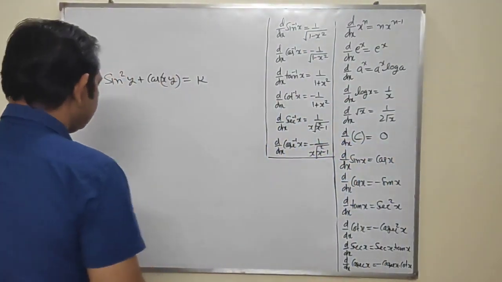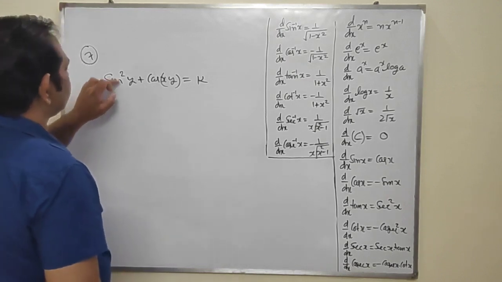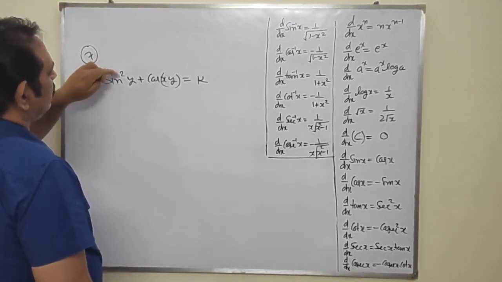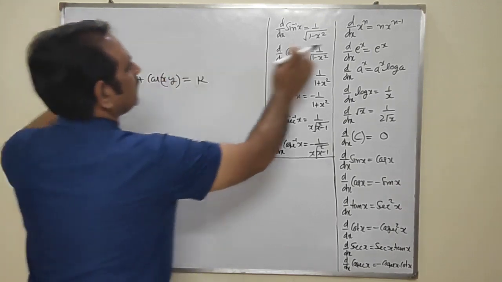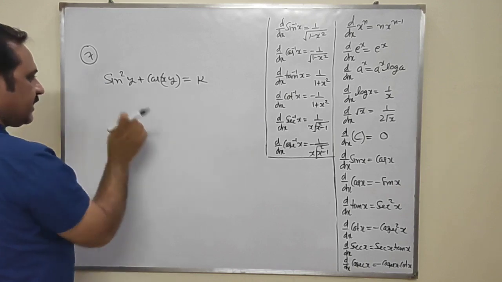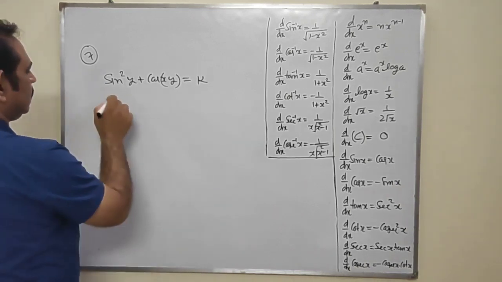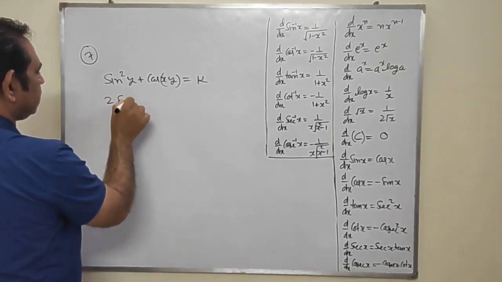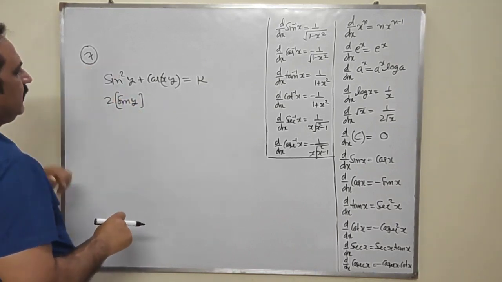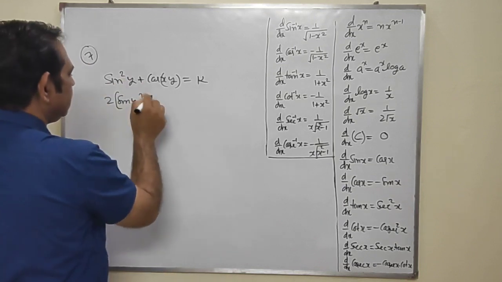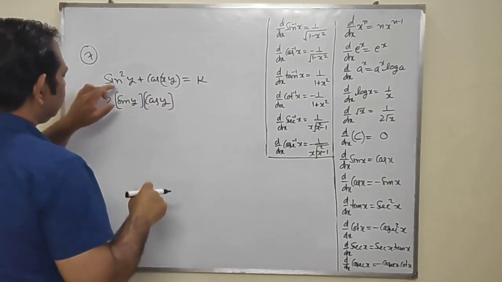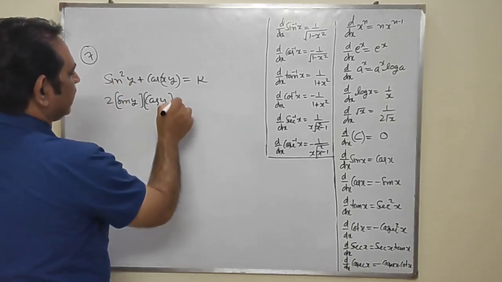Okay. First of all, do the differentiation of sine square. Square means power 2. First of all, do the differentiation of power 2 using this rule. So 2 sine y, considering sine y as x. So 2 into sine y, this is the differentiation of power 2 only. Now differentiation of sine y is cos y. Again, the differentiation of y is dy by dx.